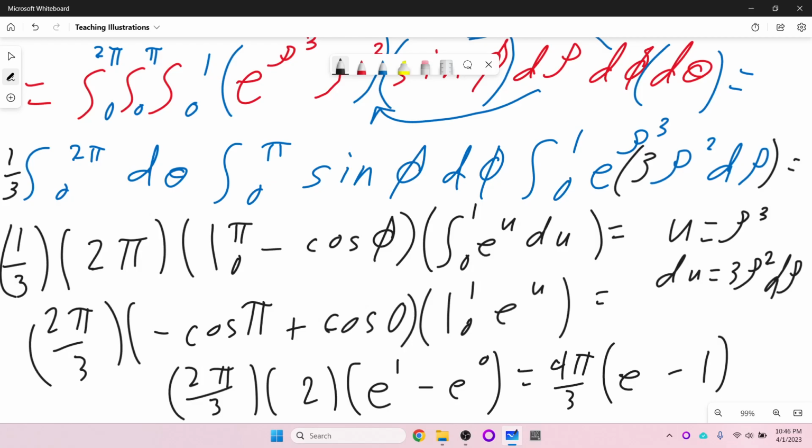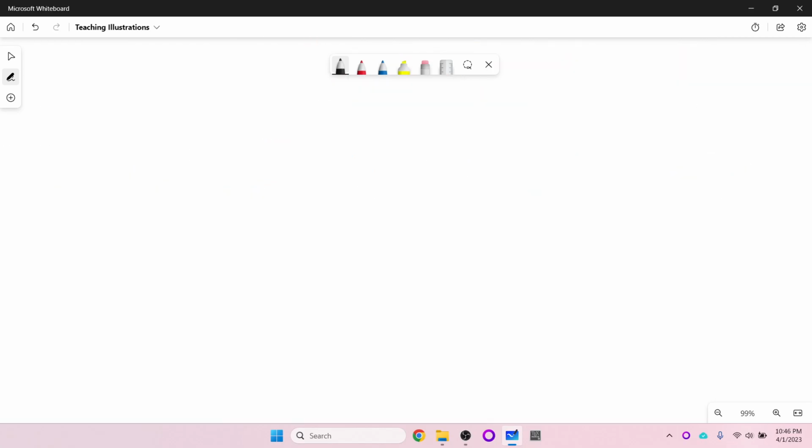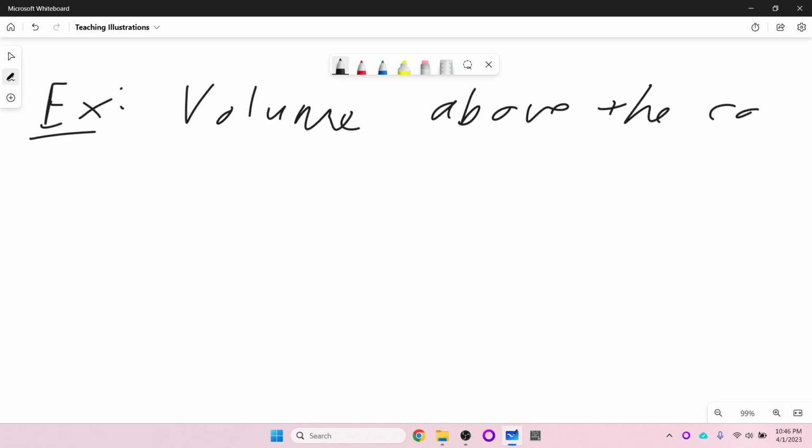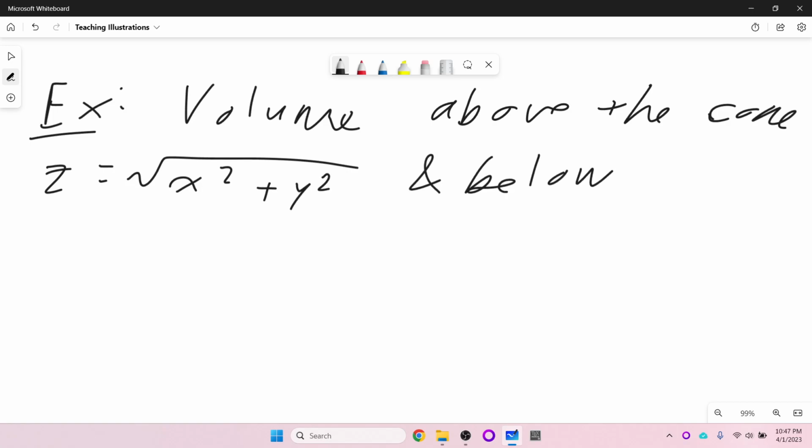All right, I've got one more on the notes that I want to do. So let's see. We want to find the volume of the solid above the cone z equals square root of x squared plus y squared, and below the sphere x squared plus y squared plus z squared equals z. Now, it's not immediately obvious that that is a sphere, but we can work it out.